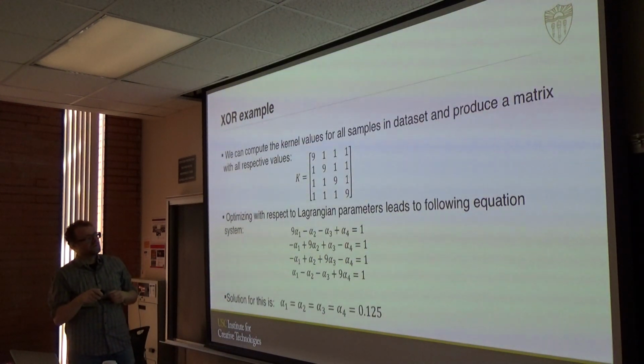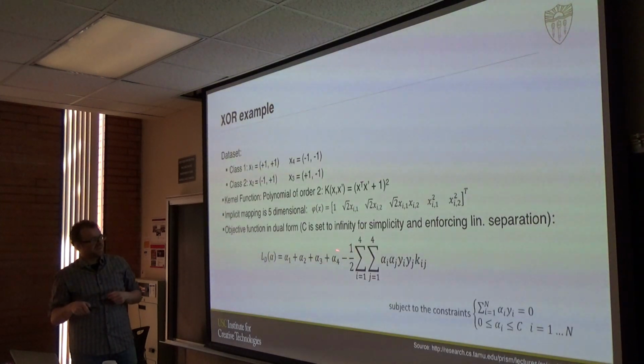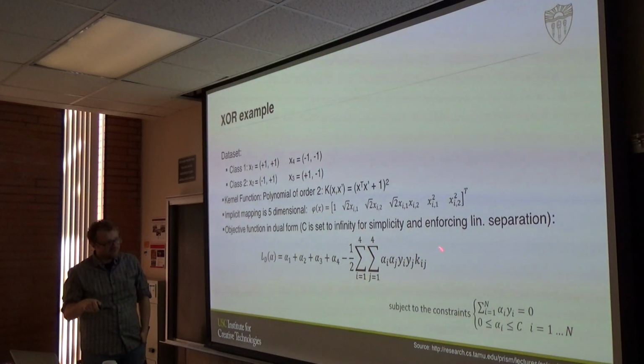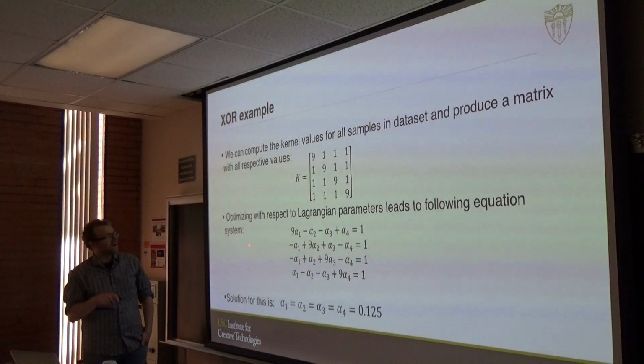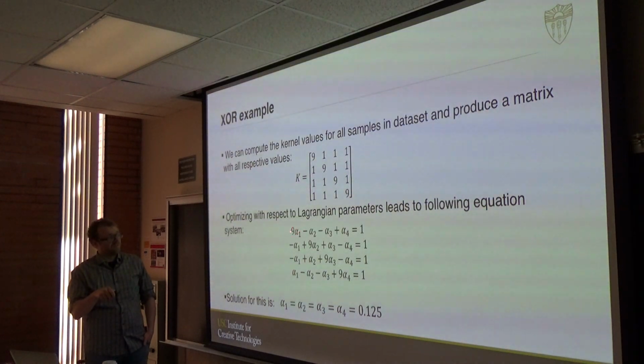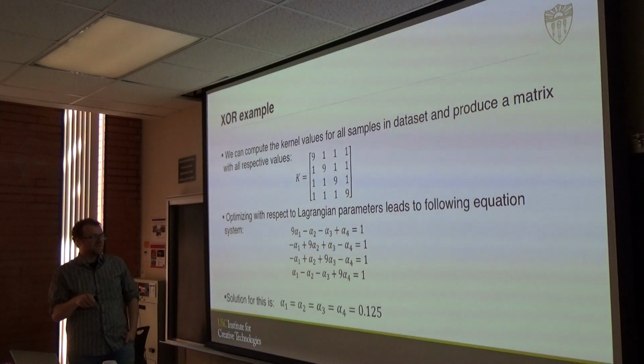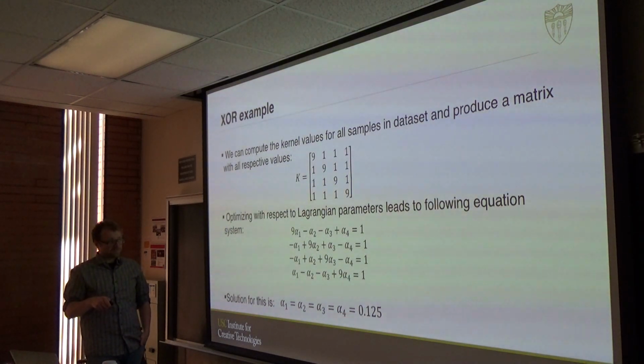Okay? So what I need to do now is insert these values in this problem here, and if I do this repeatedly, I can come up with this linear equation system with the following values. So alpha 1: 9 times alpha 1 minus alpha 2 minus alpha 3 plus alpha 4 equals 1. You can try that out, but it nicely reflects this matrix here where we have these diagonals.